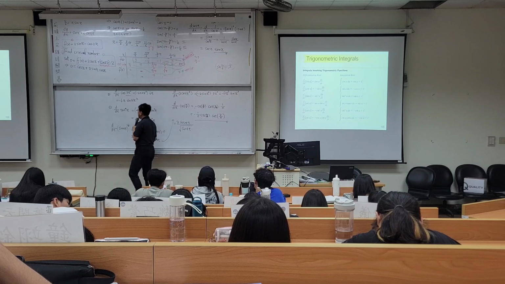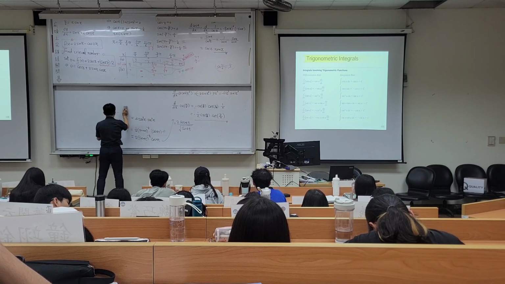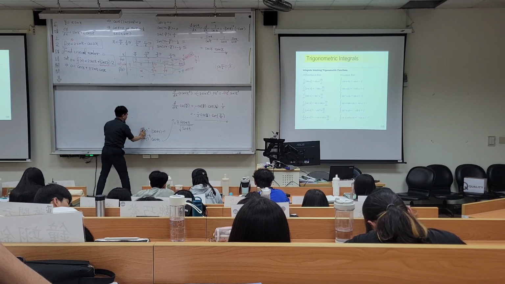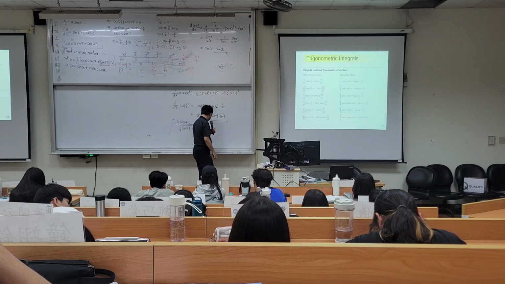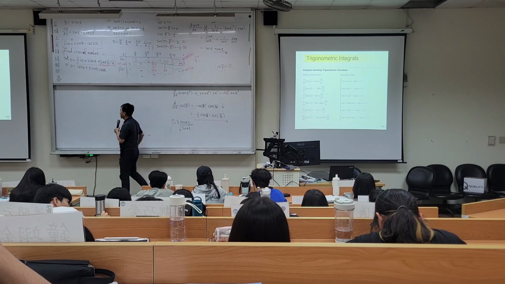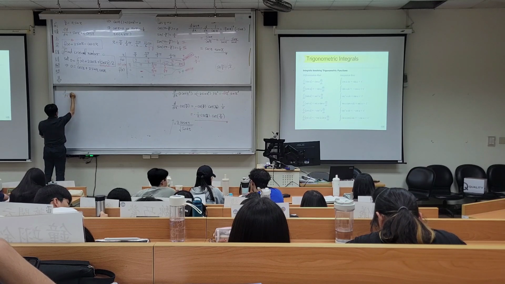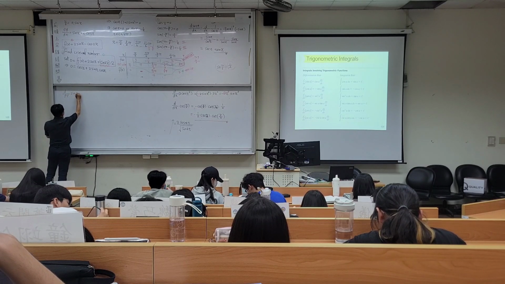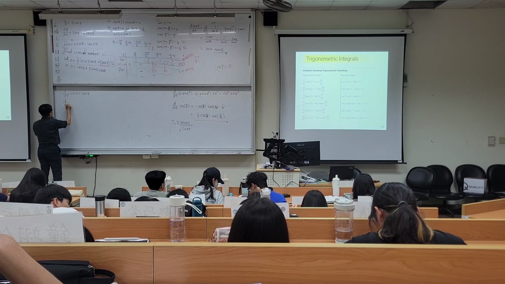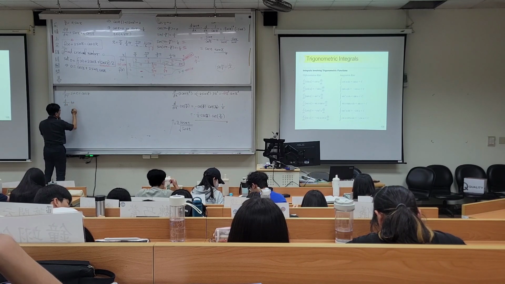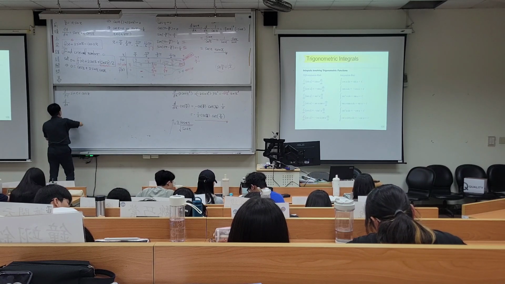And still, let's just review the differentiation for the trigonometric function first. So the derivative for sine x is equal to cosine x, and cosine x, when you take the derivative, is equal to minus sine x.